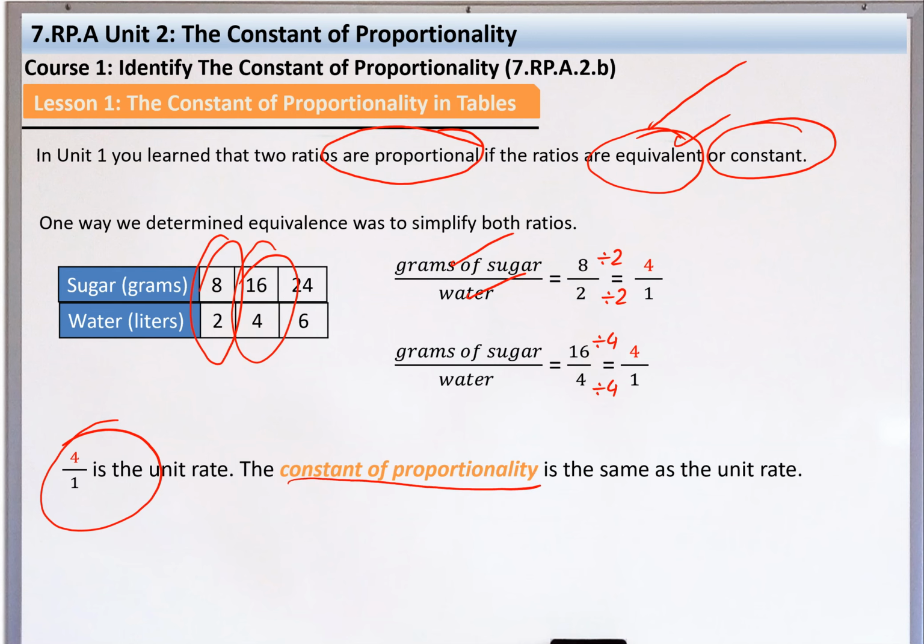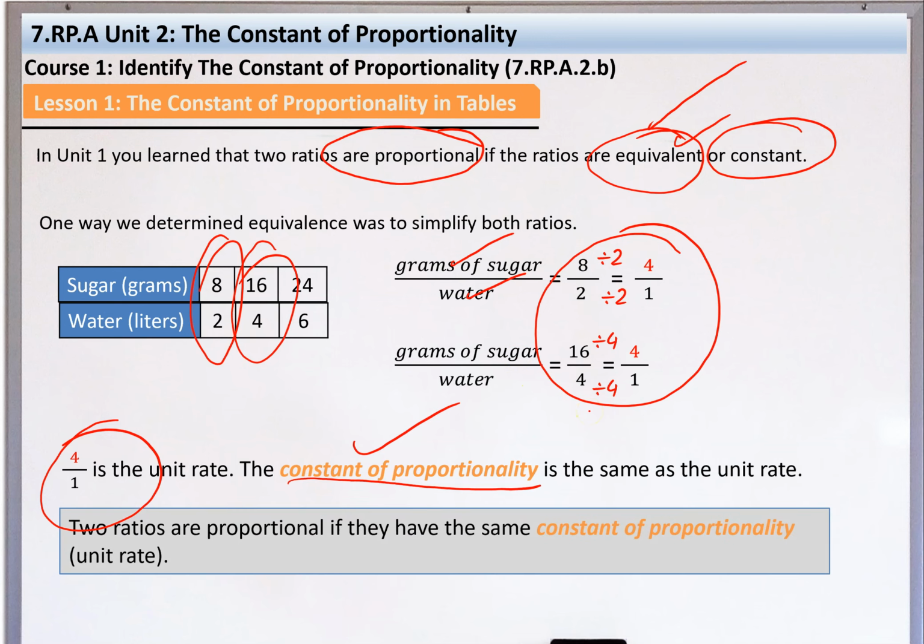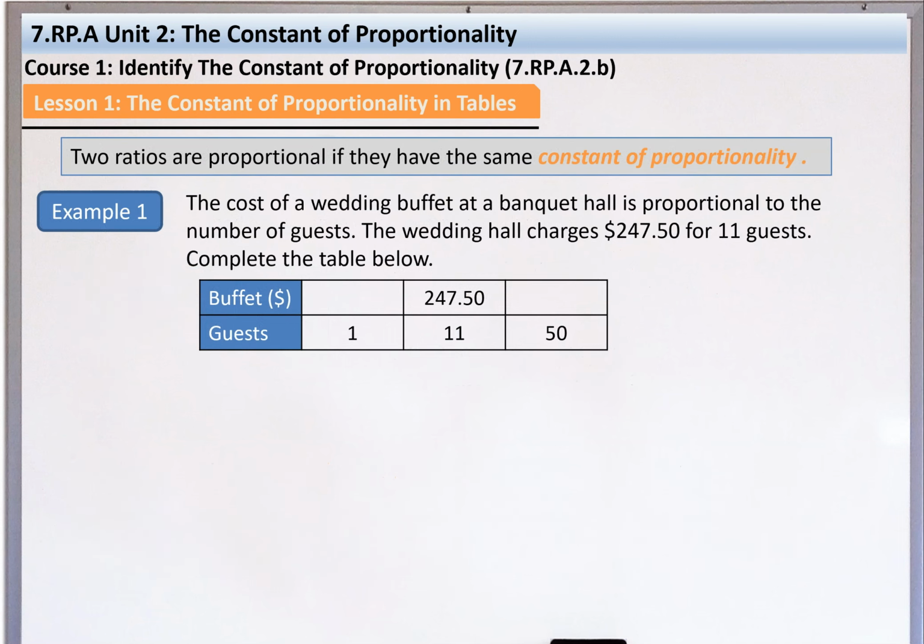So basically, what we're saying is, here, they had the same unit rate, they were equivalent. They have the same constant of proportionality, they're equivalent, they're proportional. So we basically just replace the fact that we're talking about a unit rate, we call it constant of proportionality. The same constant of proportionality, then they're proportional. Let's do a few examples so that makes more sense.